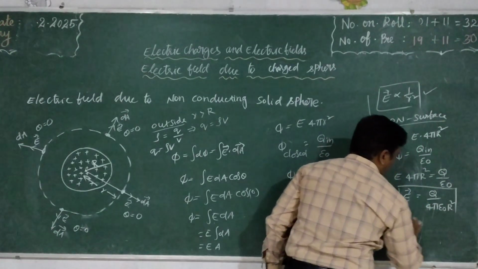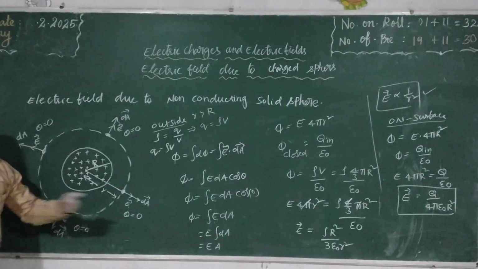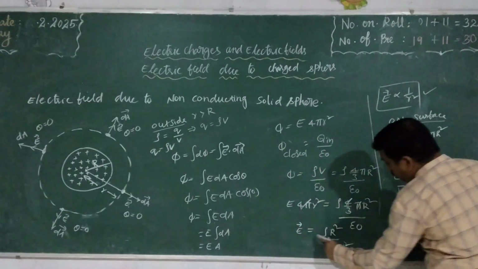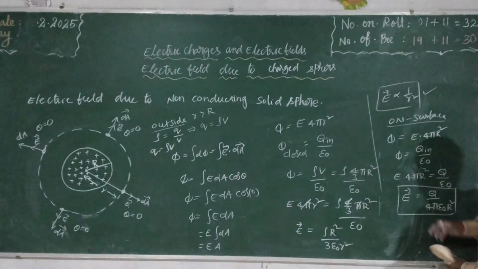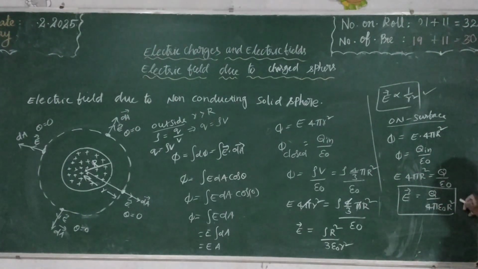This is the electric field on the surface of the solid non-conducting sphere. Outside the sphere, E equals rho capital R square by 3 epsilon naught small r square. On the surface, E equals Q by 4 pi epsilon naught capital R square.